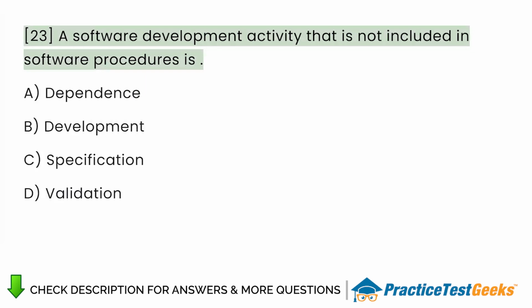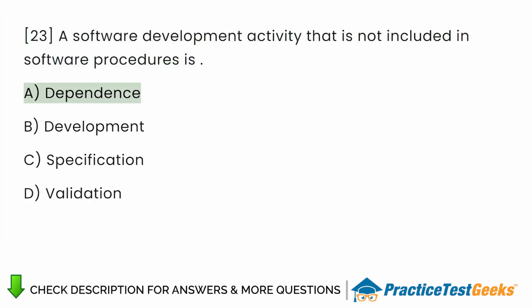A software development activity that is not included in software procedures is A. Dependence. B. Development. C. Specification. D. Validation.